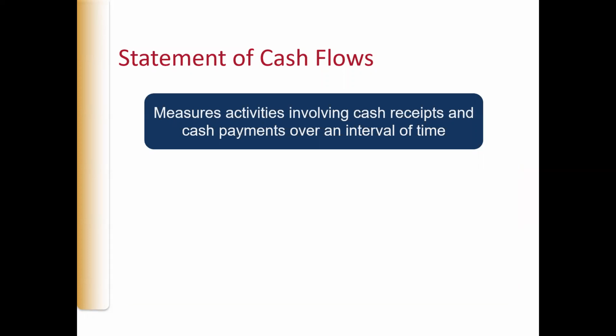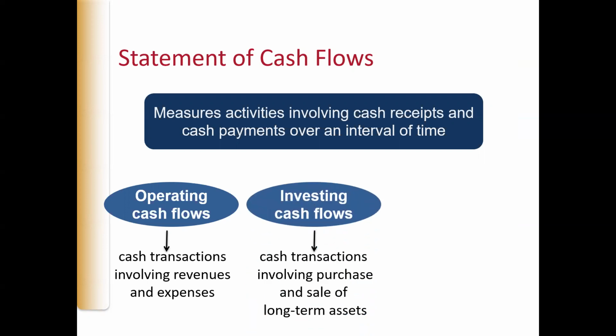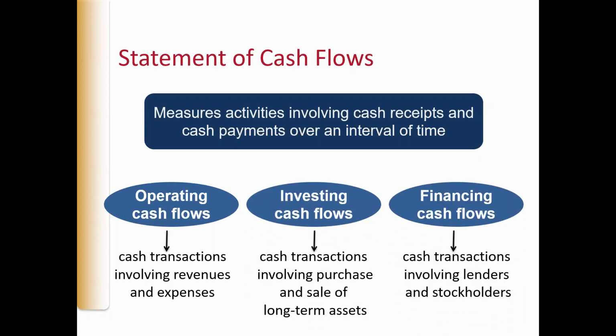Now we have one last financial statement to look at, the statement of cash flows. This looks at activities involving cash receipts and cash payments over a period of time. We have cash transactions that involve operating cash flows, investing cash flows, and financing cash flows. We know operating cash flows involve transactions involving revenues and expenses. Investing cash flows are cash transactions involving the purchase and sale of long-term assets. And then lastly, financing cash flows are the transactions involving lenders and stockholders.